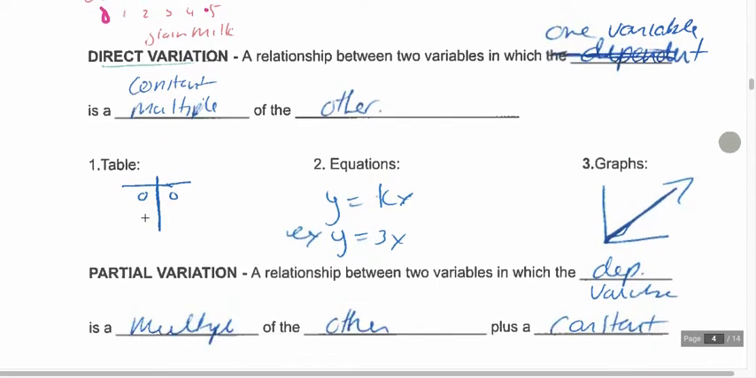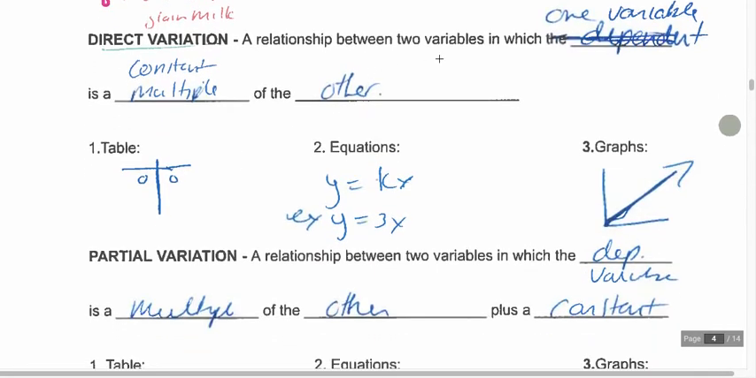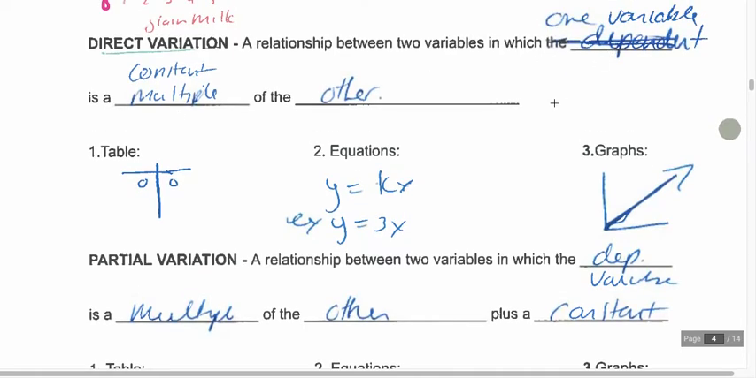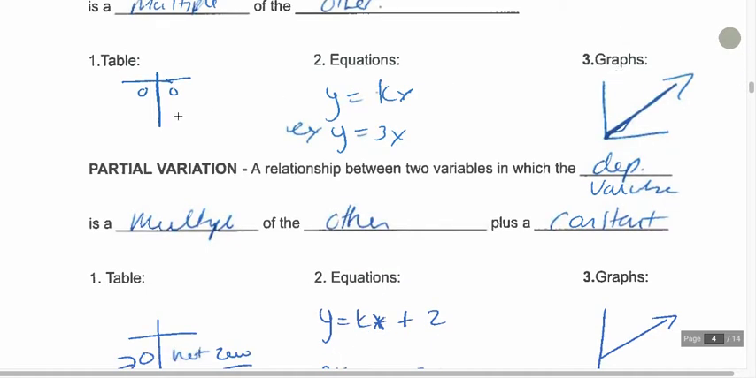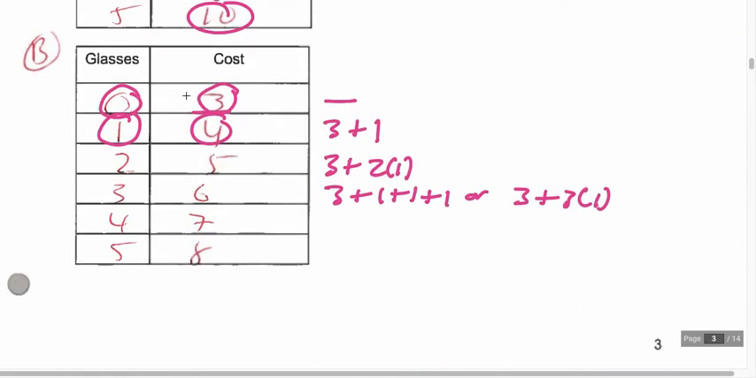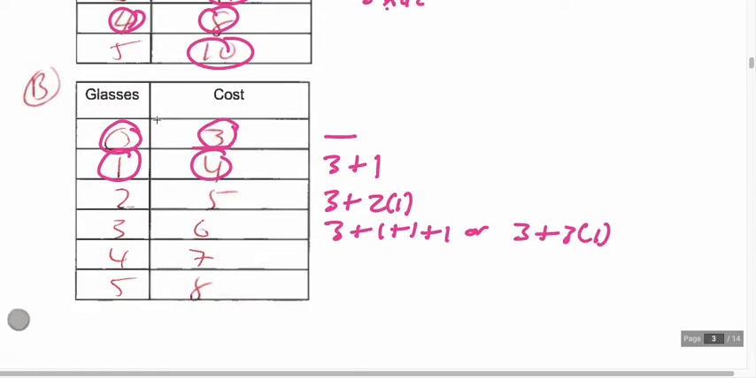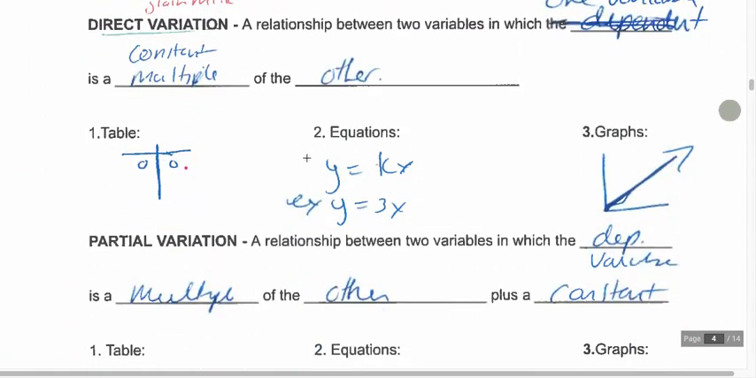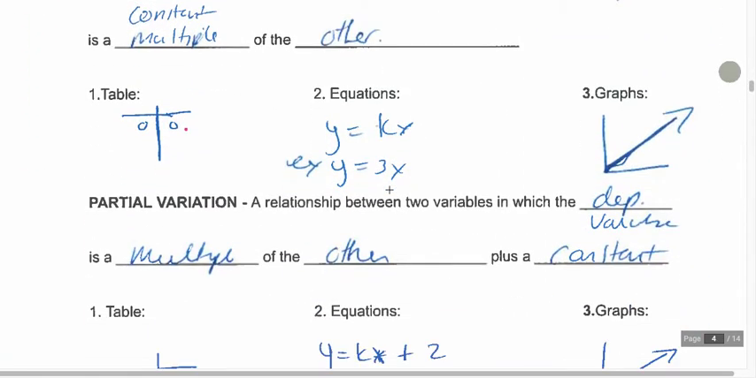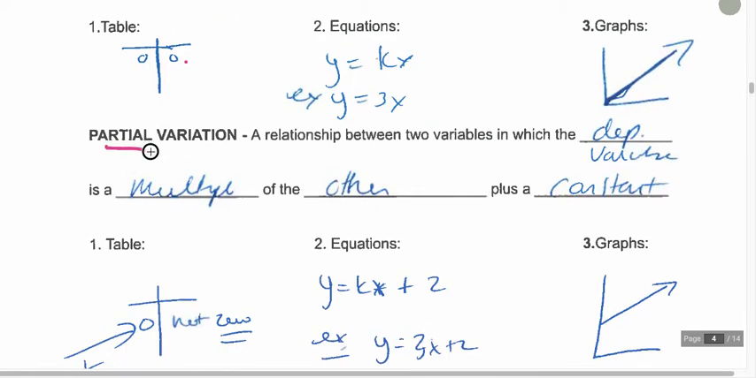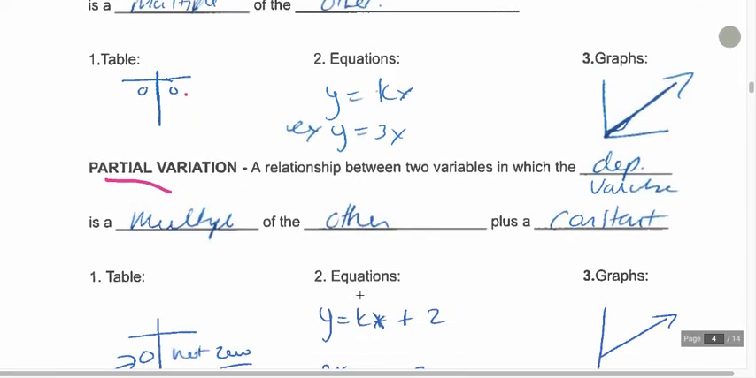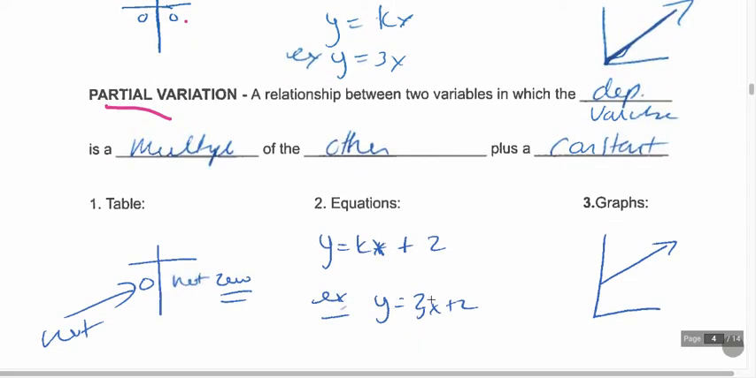So direct variation is a relationship between two variables in which one variable is a constant multiple of the other. So I said the dependent, but it's the dependent variable is the constant variation of the other. And when you have a table, you're going to have 0, 0 in your table. So 0, 0 will be in your table. You're going to have an equation that just looks like this, y equals something. Okay, and how that's different in partial variation is you won't have 0, 0 in your table. And you're going to have something like k something times x plus 2.